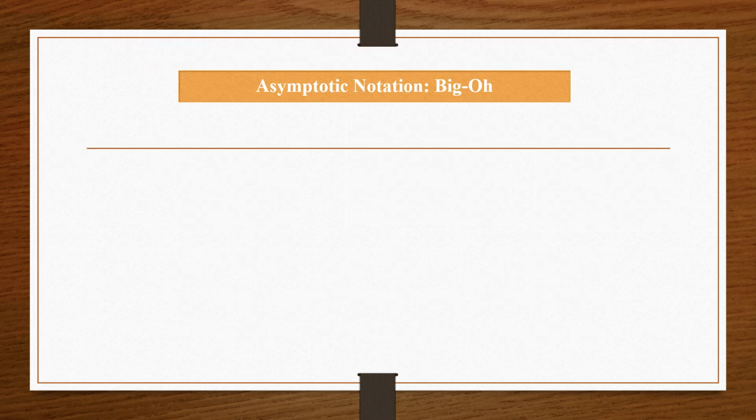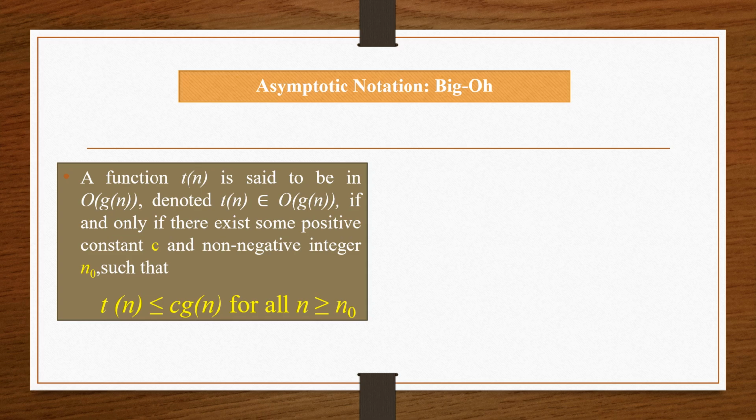So coming to big O notation, you have a formal definition. A function t of n is said to be in order of g of n, which is denoted by t of n belongs to big O of g of n, if and only if there exist some positive constant c and a non-negative integer n naught such that t of n is always less than or equal to some constant c into g of n for all n greater than or equal to n naught. Somehow you need to learn this by heart. For big O, this is the condition to be satisfied.